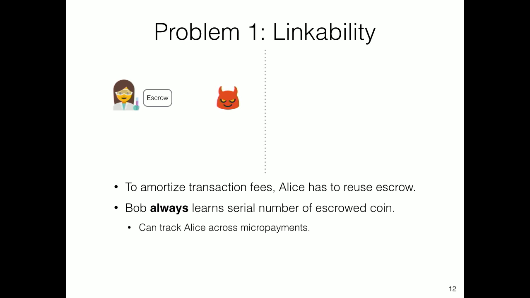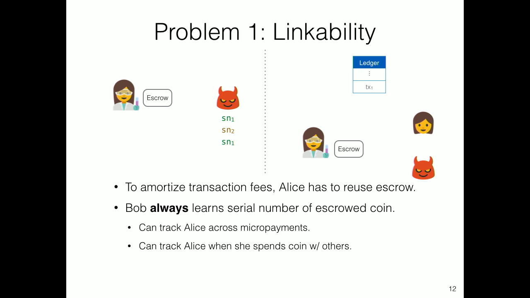In the first one, he can track Alice as she makes micropayments with him. So say she transacts once with him, it's a null payment, and Bob gets to see the serial number. Then somebody else comes along, they transact, it's a different serial number. And then Alice comes back, and again she transacts, but now Bob can see that the first and last serial numbers are the same. So he knows that Alice must have transacted with him in the past.